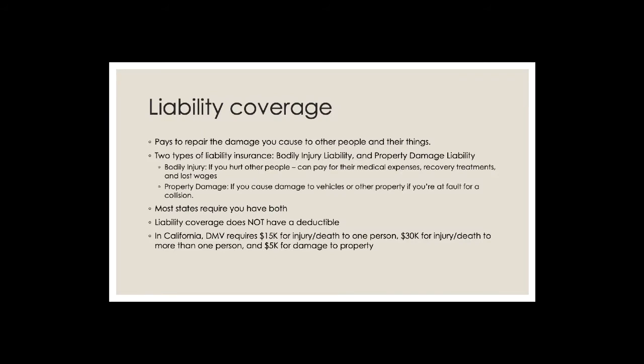What is liability coverage? Liability coverage pays to repair the damage you cause to other people and their things, like their car. And there are 2 general types of liability insurance: bodily injury liability and property damage liability. And you can tell from the names what we're talking about. Bodily injury is if you hurt other people, and that kind of coverage pays for their medical expenses, their recovery treatments, and their lost wages. The second type is property damage liability, and that's if you cause damage to vehicles or other property if you are at fault for a collision.